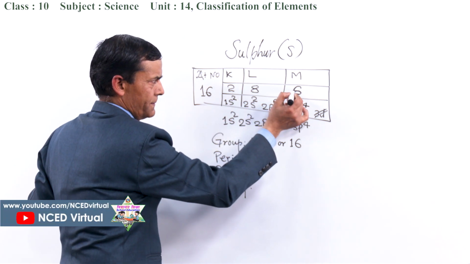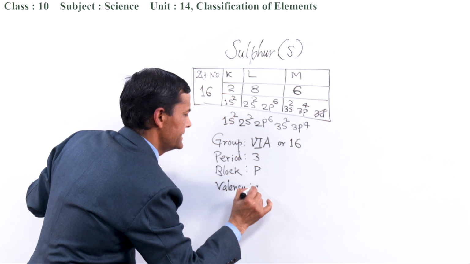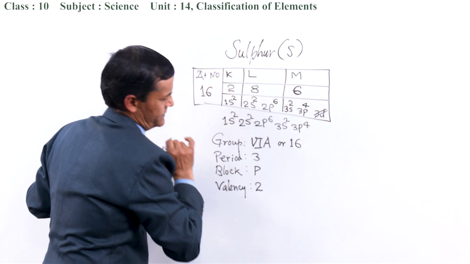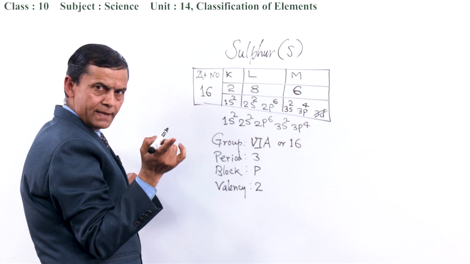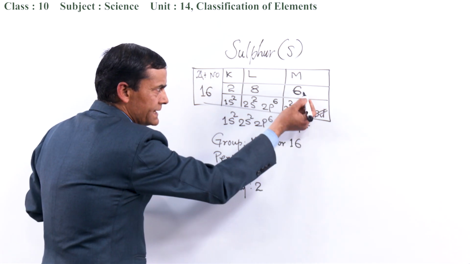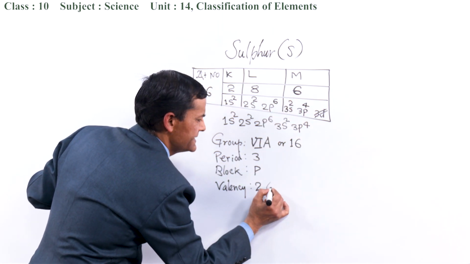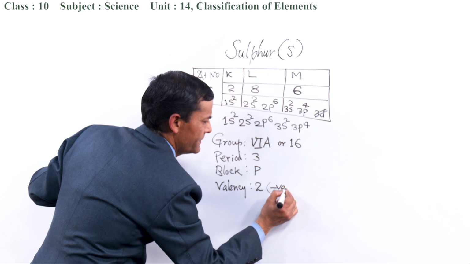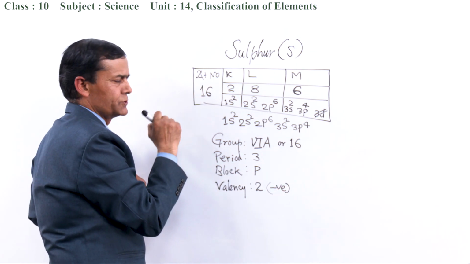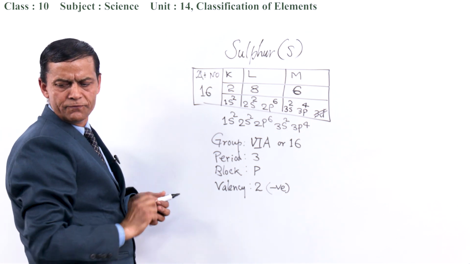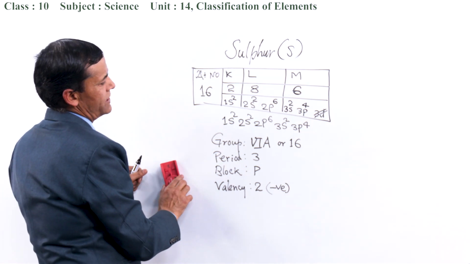Remember, the valence shell has 6 electrons, so it gives the valency 2, isn't it? So will it be positive or negative? Yes, it gains 2 electrons. It is a negative charge element, a negative charge radical. So this is the electronic configuration according to shell and subshell.